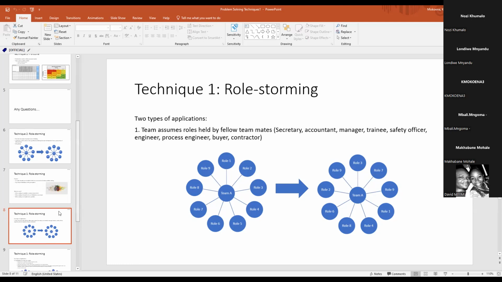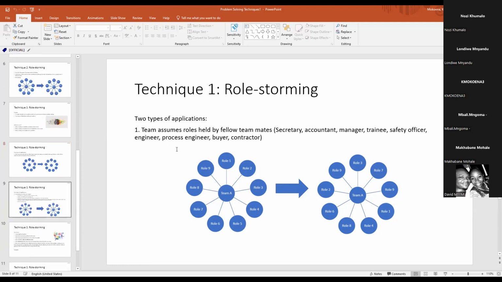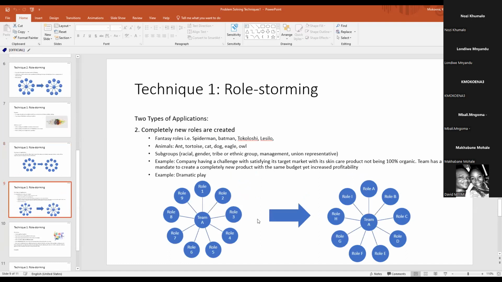And then the second application would be when you take up new roles completely, entirely. So you can use fantasy roles, right? Like your Spider-Man, your Batman, your Tikoloshi, your Lisilo. I just added a Lisilo there.